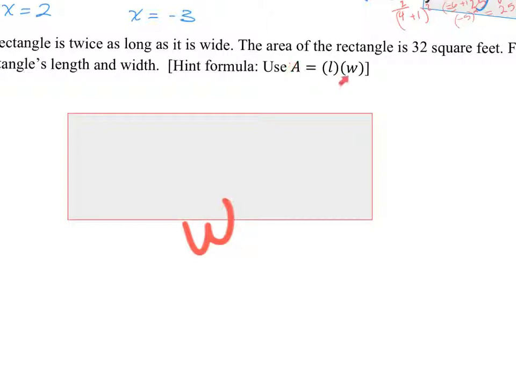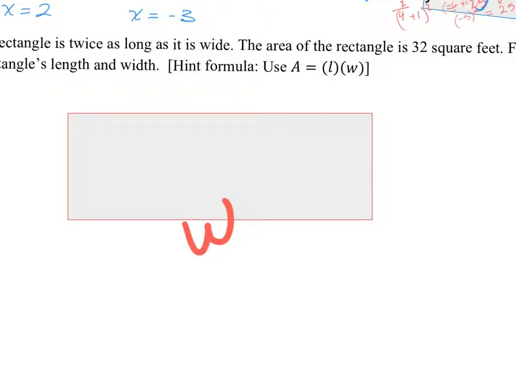The area, and they give me the area formula, length times width. The area of the whole thing is 32 square feet. That means that the length times the width gave you 32. Well, 2W times W is 2W squared is equal to 32. What do I undo first? Divide by 2. And I get that W squared is equal to 16.